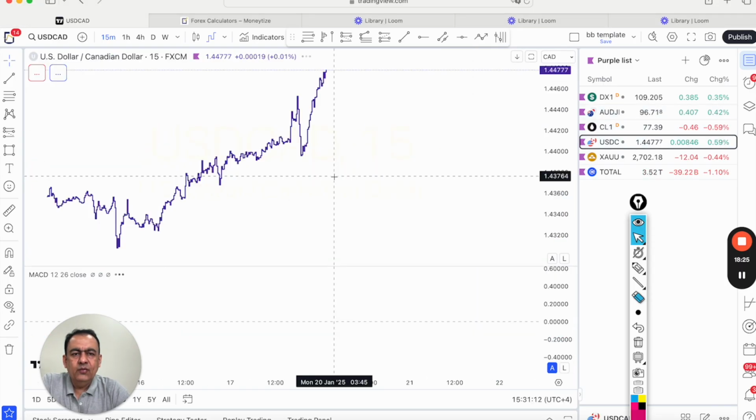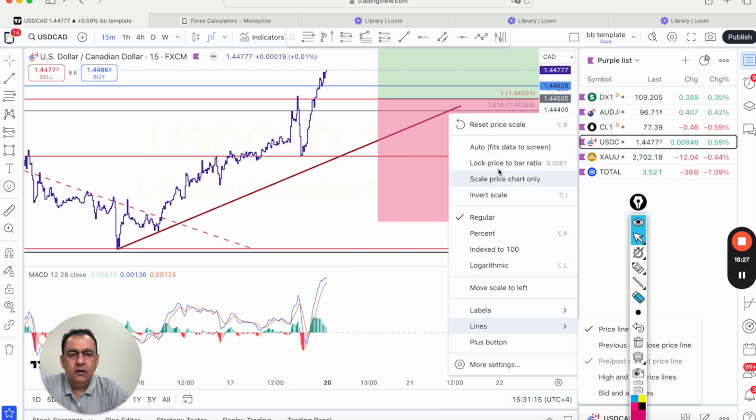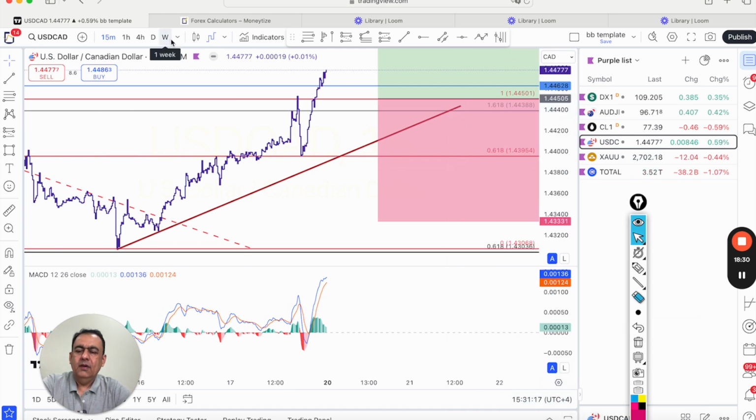The next instrument is USD versus Canadian dollar. Now I'll start from monthly.